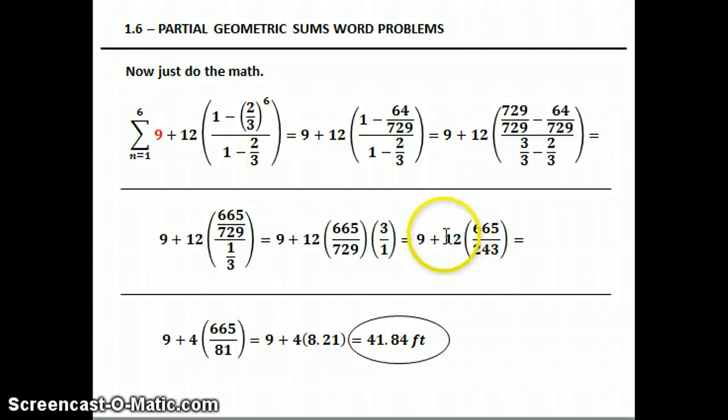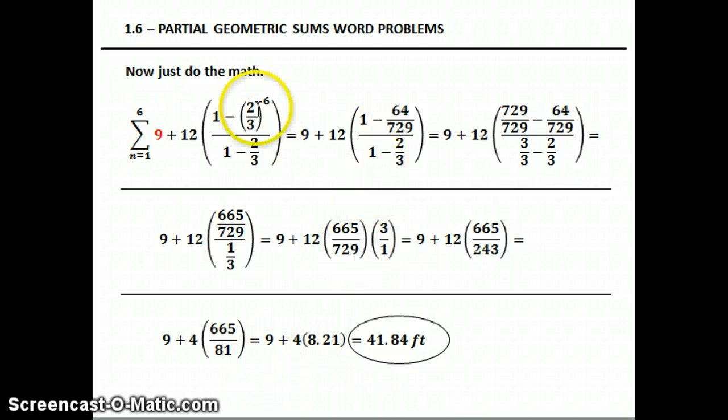I can cancel again between 12 and 243, and I end up with 81 on the bottom. You could probably use your calculator and change it right here, but I always cancel as far as I can because it makes things simpler. But when you get to this point, it is okay to change it into a decimal because we're just going to multiply and then add.